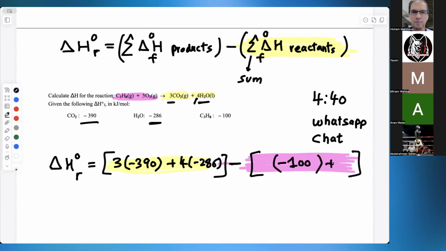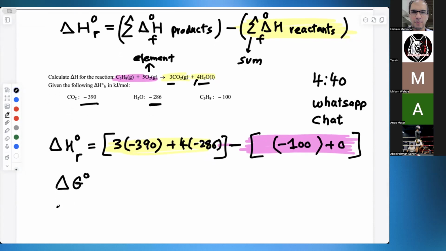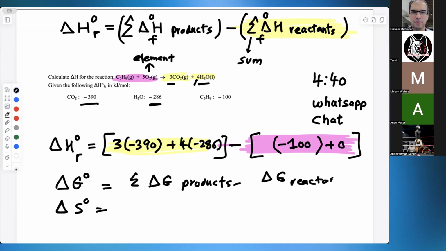And then oxygen is zero, take care. Oxygen is zero because it's an element. Every element, when you are doing it, will be zero for the delta H. Since we already finished unit 9, we can also say, don't forget that delta G is calculated the same way, and delta S is also calculated the same way. It's equal to the sum of the delta G of the products minus the delta G of reactants. And for S, it's also the sum of the delta S of products minus the delta S of reactants.